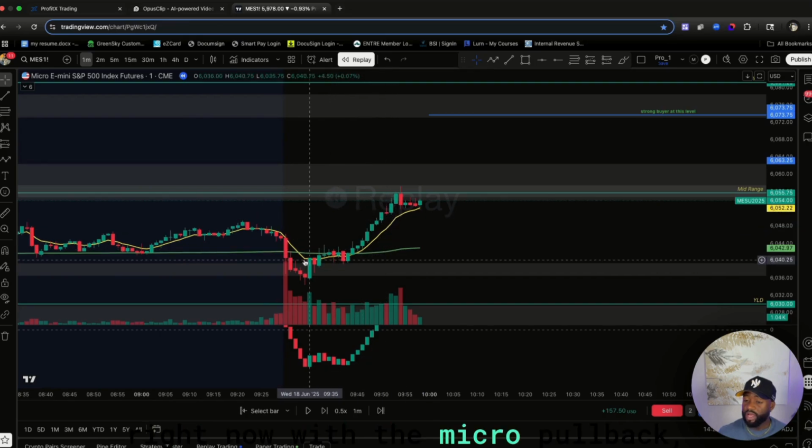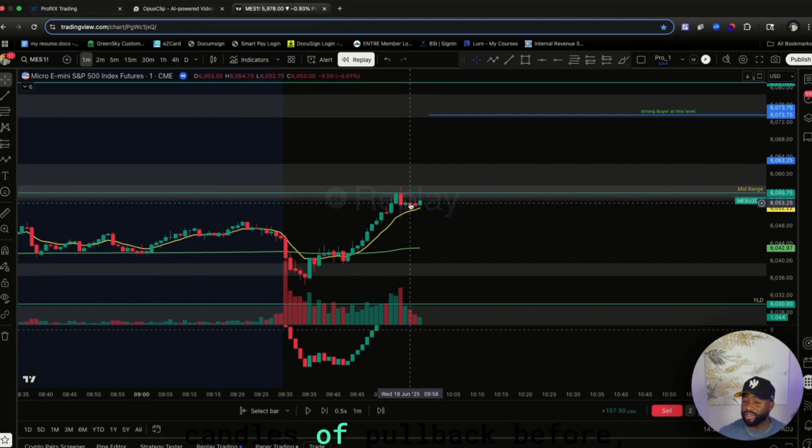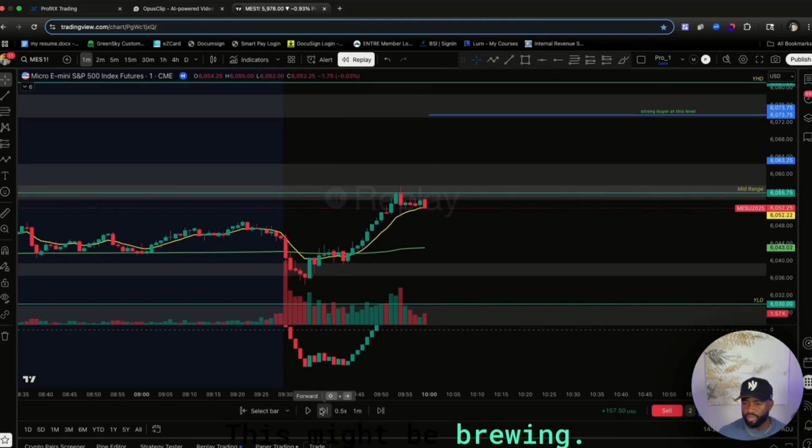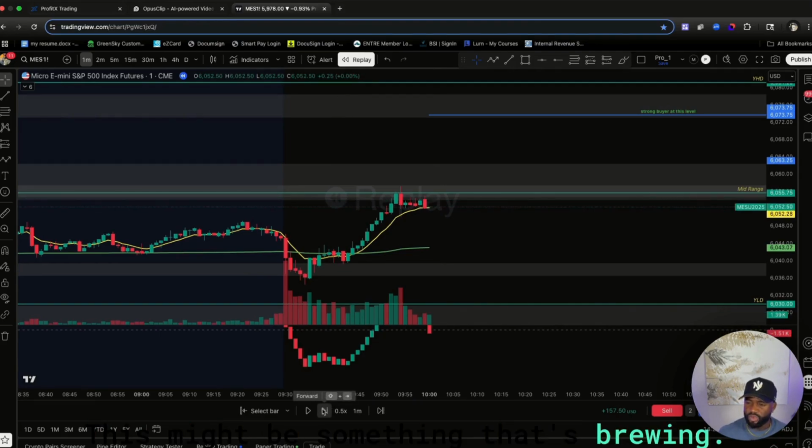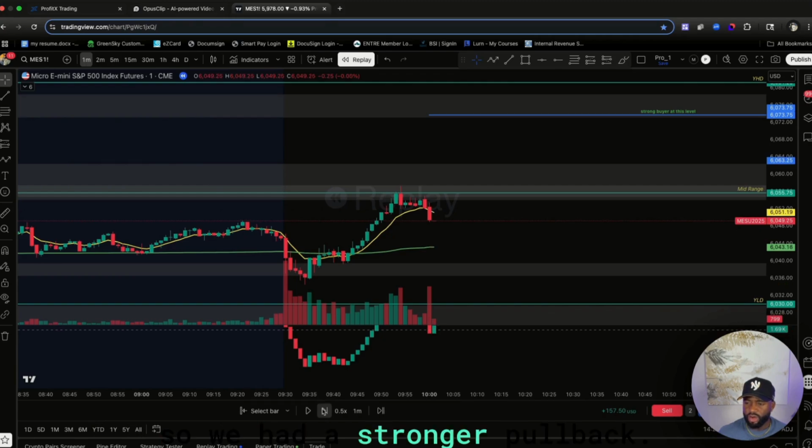Now with the micro pullback, that's where you have 1 to 5 candles of pullback before another leg higher. Let's see if this might be brewing. This might be something that's brewing. Okay, so we had a stronger pullback. We're now below. Oh, wow.